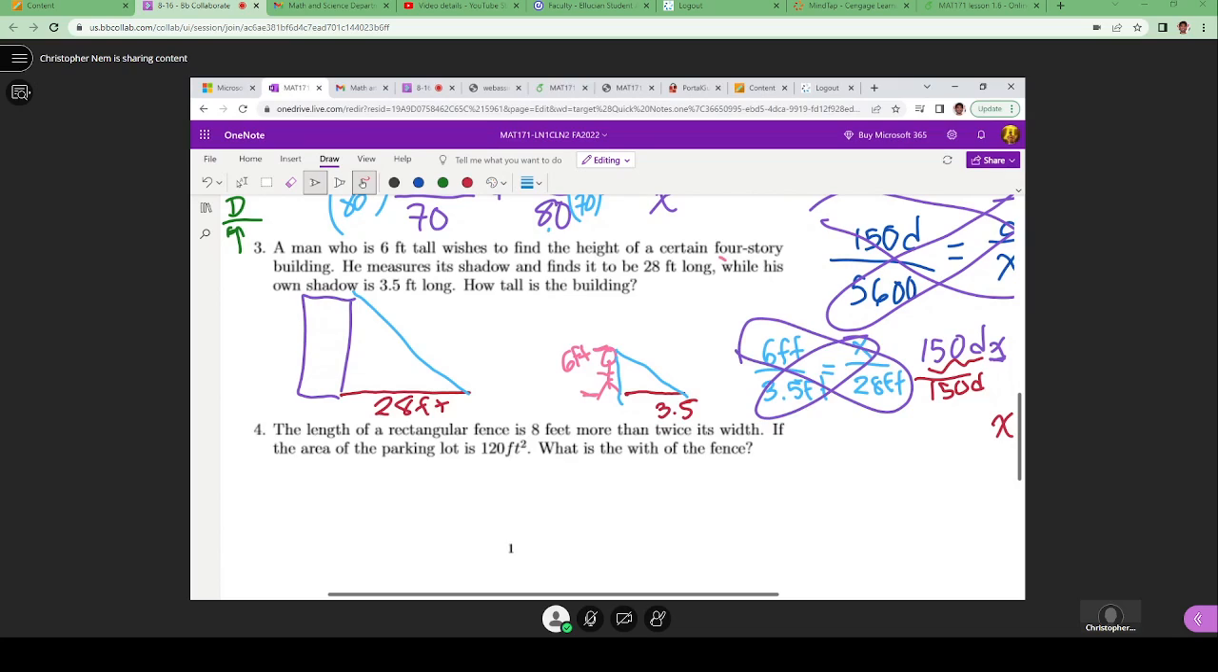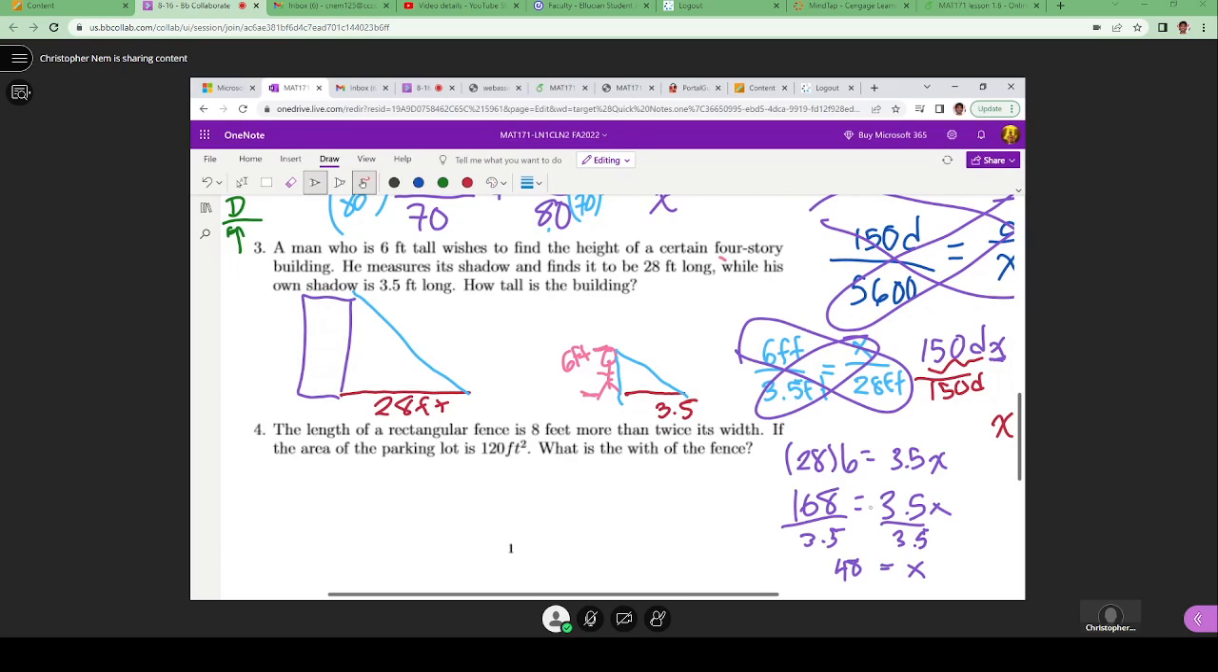So if we cross multiply, we have 28 times 6 equals 3.5 times x. And if we calculate that out, we should get 28 times 6, which is 168, equals 3.5x. And divide both sides by 3.5 because this is a single term and it's multiplication. So you get x is equal to 168 divided by 3.5, which is 48. And now you're not done yet.